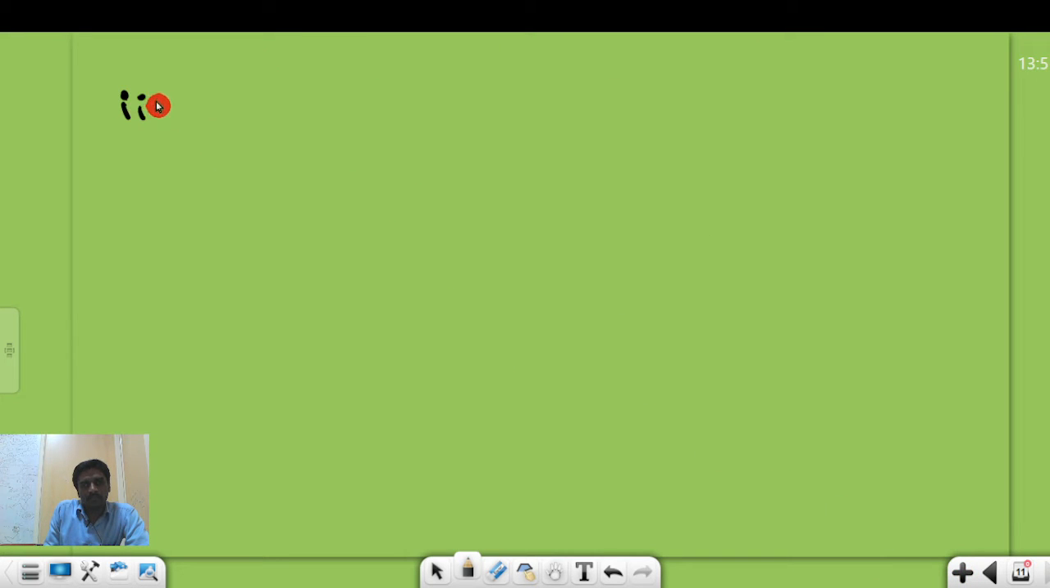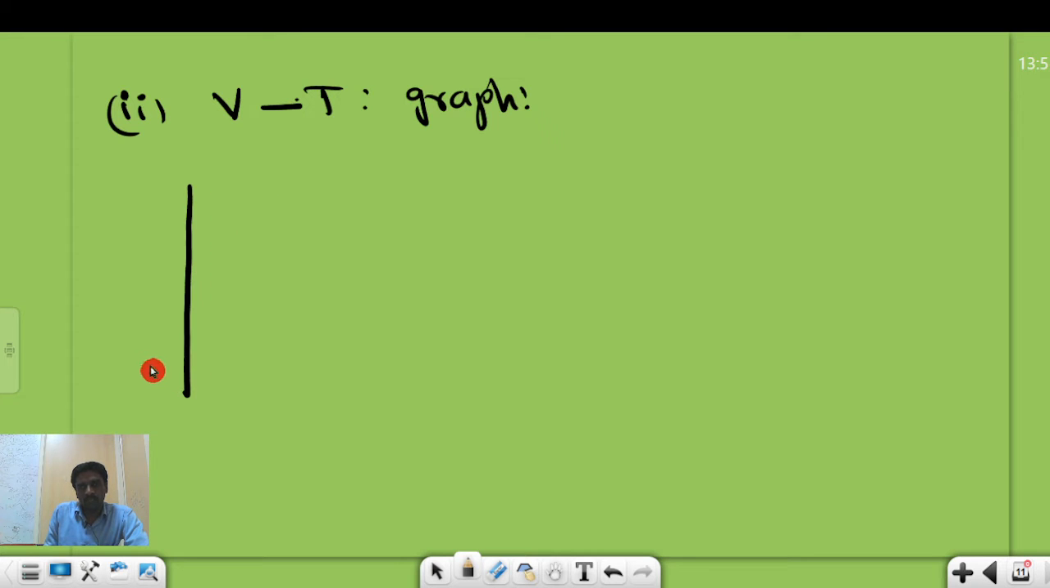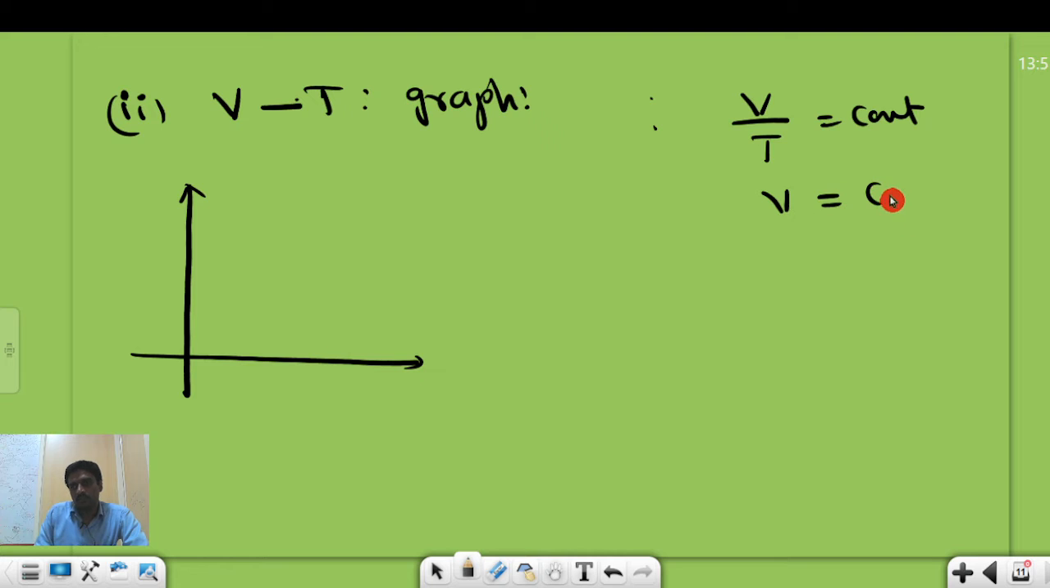Now take the second graph, the V and T graph, the VT graph. As we know, the isobaric process obeys Charles law, so we derived that V by T is equal to some constant, or V is equal to some constant into T, so V is directly proportional to T. That constant we also derived: it is equal to nR by P, so V is equal to nR by P into T.